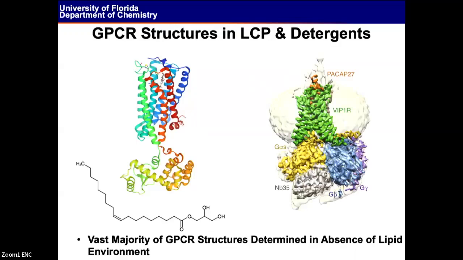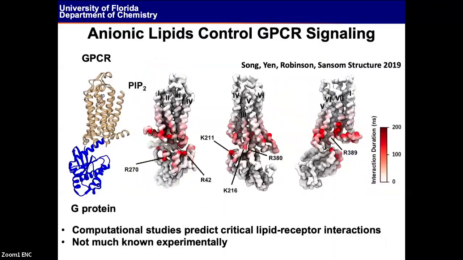The other motivation for this is that the vast range of GPCR structures have been determined in the absence of a lipid environment. In crystallography, all of these crystal structures are determined using a molecule called monoolein, which forms a lipidic cubic phase, which is not physiologically relevant. And even via cryo-EM, many of these structures are still determined using detergent micelles. Shown here is this kind of balloon around a GPCR structure. So there's an increasing interest in this in the literature, both in the experimental and computational communities.